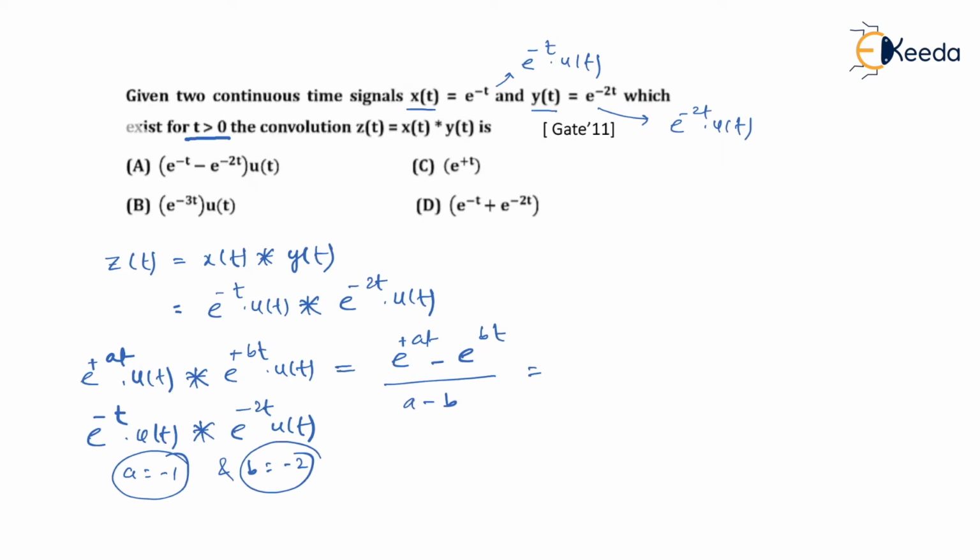Let us substitute it. Then it becomes e to the power minus t minus e to the power minus 2t whole divided by a minus b, which is minus 1 minus of minus 2. So how much it becomes? It is e to the power minus t minus e to the power minus 2t. Of course it is multiplied with u of t, which is nothing but option A. Is that right? Let's move to the next question.